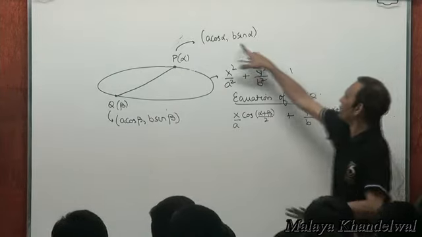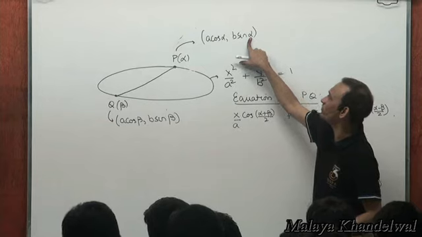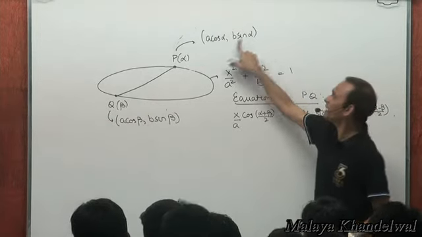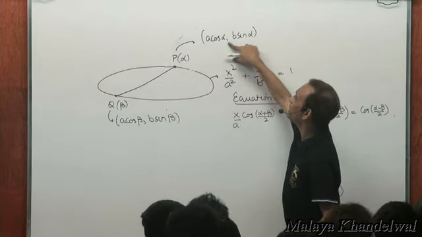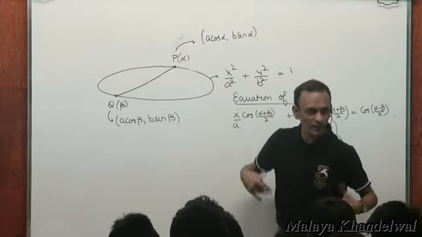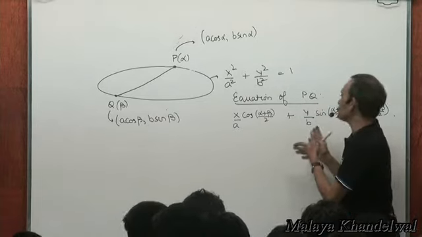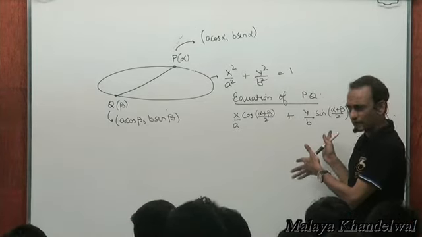No, you can write y minus b sin alpha by x minus a cos alpha is b sin alpha minus b sin beta by a cos alpha minus a cos beta. You can find the equation of the chord PQ, right? I'm just giving you the final form without wasting time on doing that.